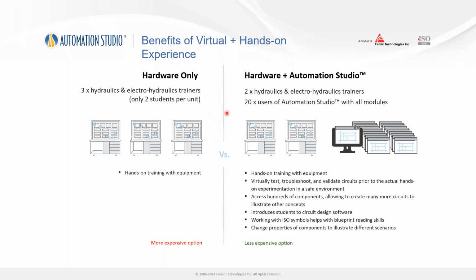So what are the benefits of virtual plus hands-on experience? If you are using only a hardware kit, only two students per unit can work on that hardware kit, and it will be an expensive option. But if you are using a hardware kit with Automation Studio licenses, there are multiple benefits as you can see here, and it will be a really affordable option.